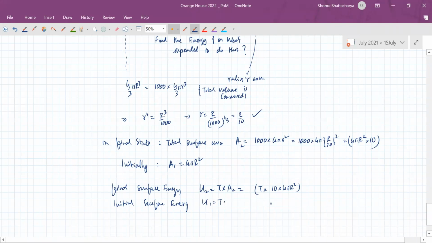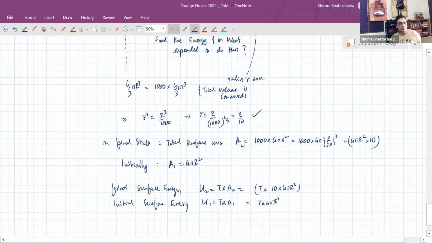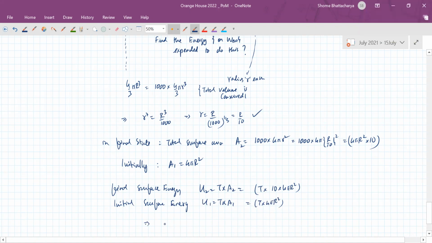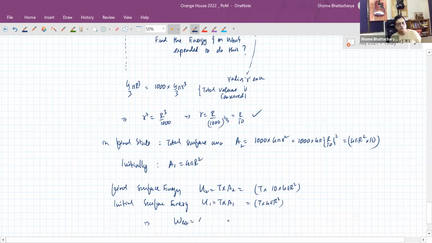So the surface tension in both cases will remain same. It's the same fluid, no? So the material property is not changing, right? Okay. So work done by the external agent is change in surface energy. So this time you'll see it will become 9 into T into 4 pi r square.